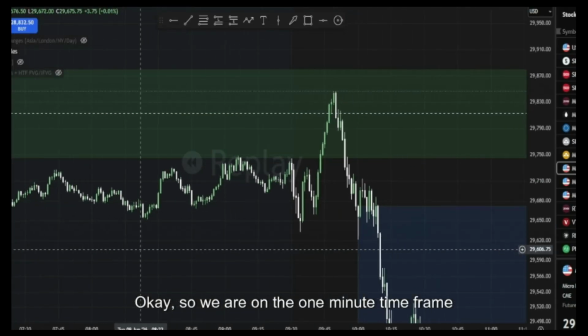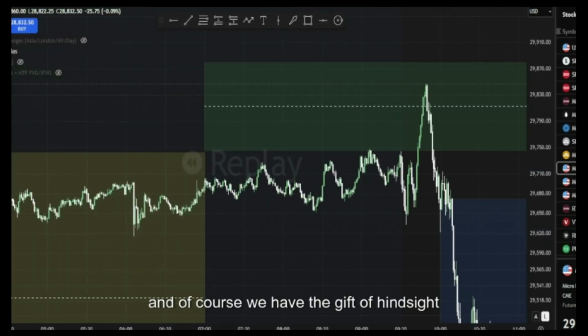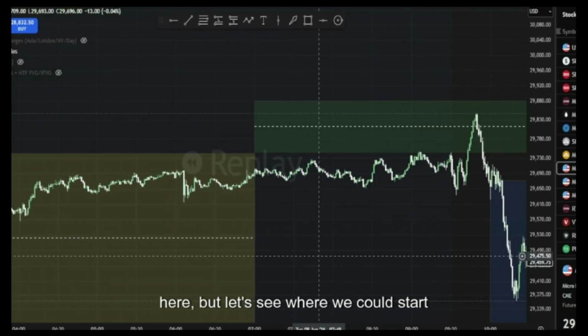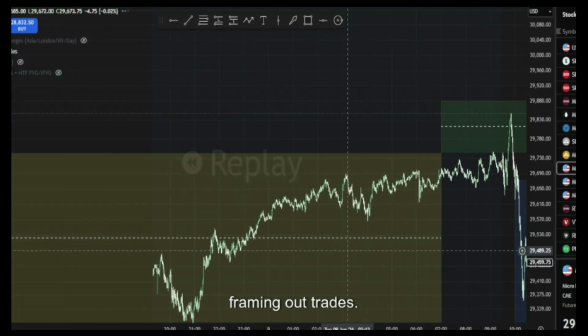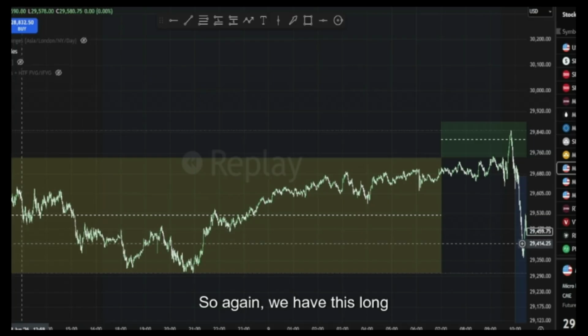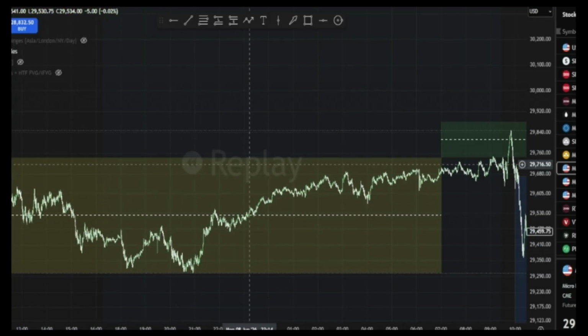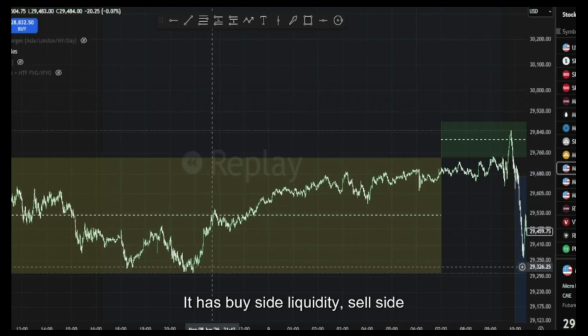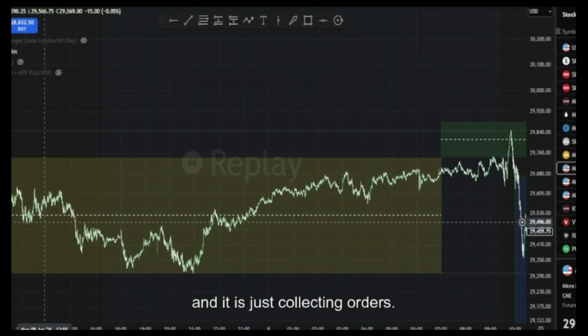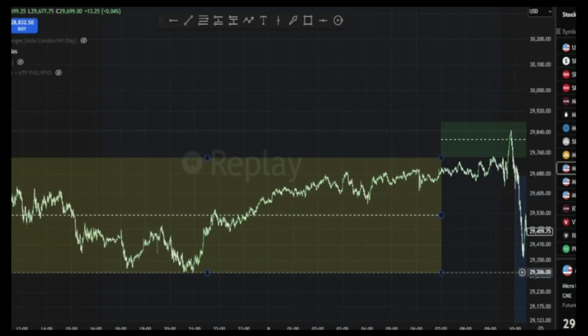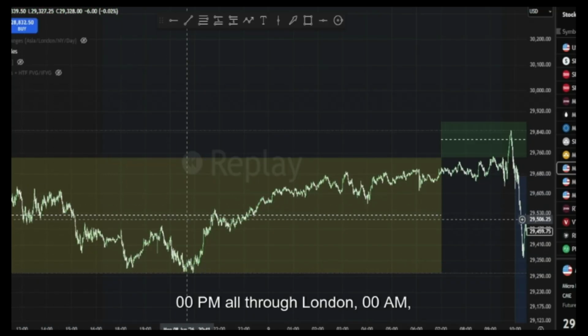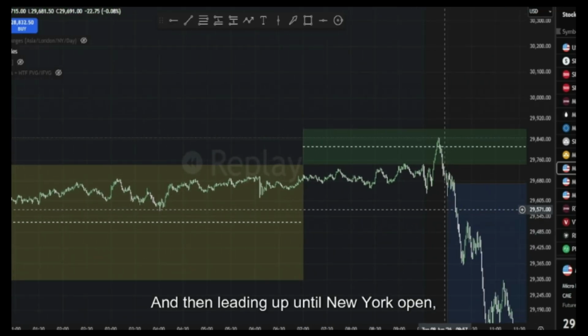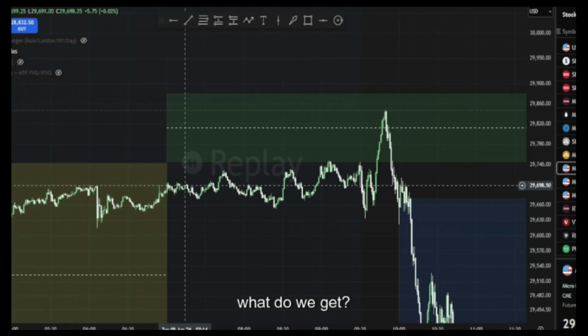Okay, so we are on the 1 minute time frame. And of course, we have the gift of hindsight here, but let's see where we could start framing out trades. So again, we have this long accumulation where it is building up liquidity. It has buy side liquidity, sell side liquidity, and it is just collecting orders. It happens to collect orders all through the night. So this is 11 p.m., all through London, 6 a.m., 7 p.m., and then leading up until New York Open, what do we get?